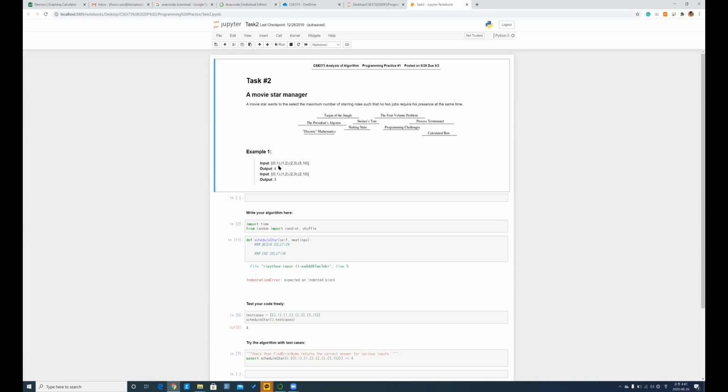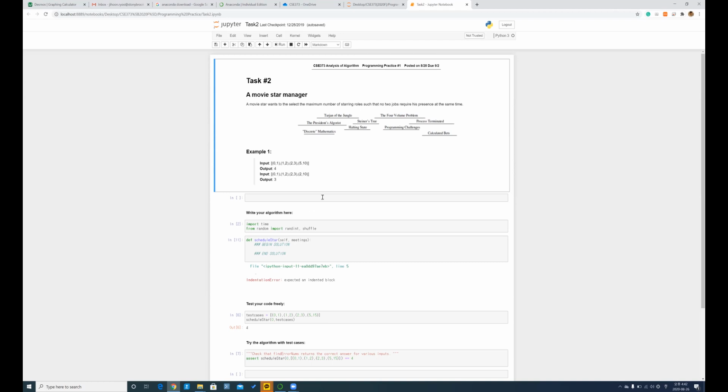Okay, so the input is 0, 1, 1, 2, 2, 3, 5, 10, meaning starting time, end time, starting time, end time, starting time, end time, starting time. What should be the output? Based on that, it should be 4 because there is no time overlap. And for 0, 1, 1, 2, 2, 3, 2, 10, what should you choose? You should choose this guy or this guy, this guy or that guy.